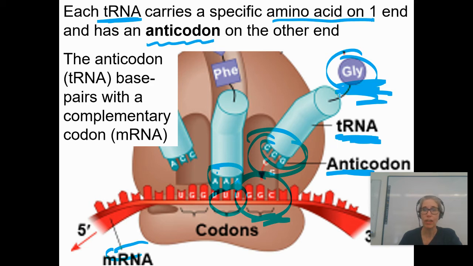But the way that the glycine gets to the ribosome is that the right transfer RNA with the right anticodon that's going to match up here will carry it. So the anticodon is in tRNA, it base pairs with the complementary codon. So if this codon is UUU, the anticodon would be AAA, and it would carry phenylalanine.